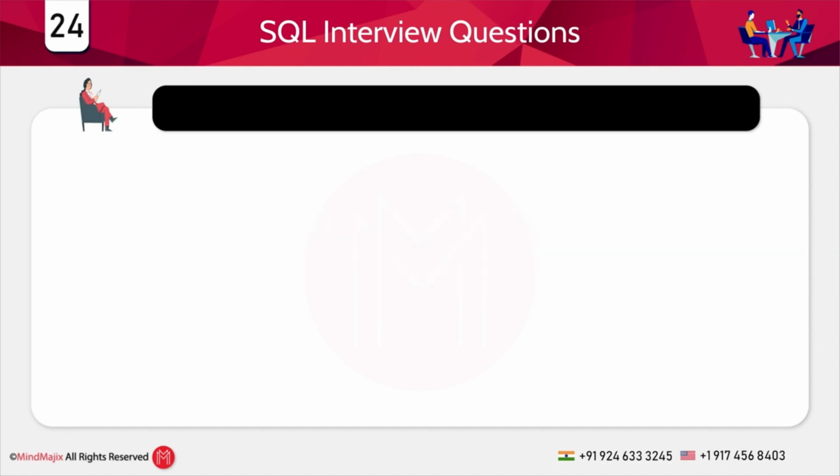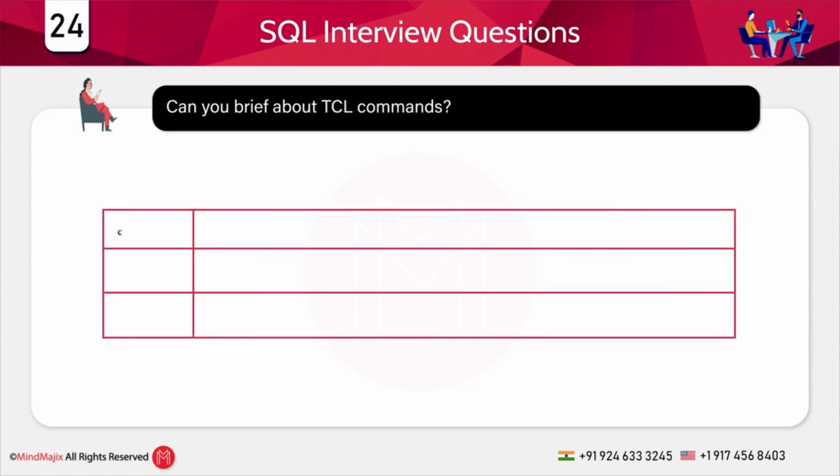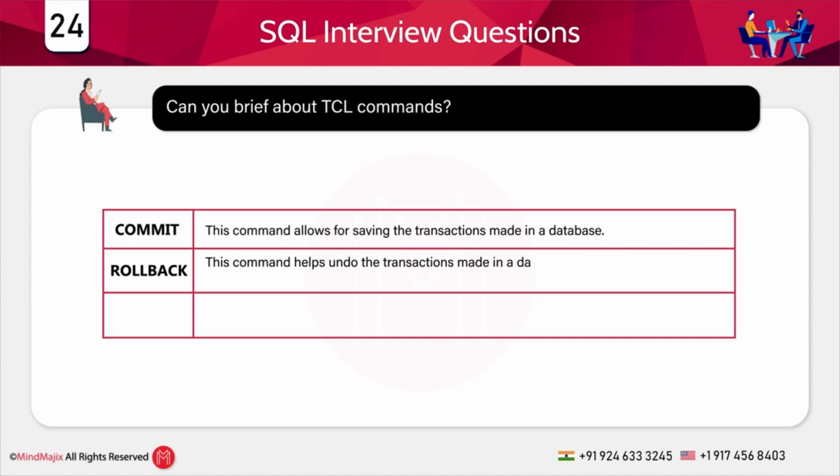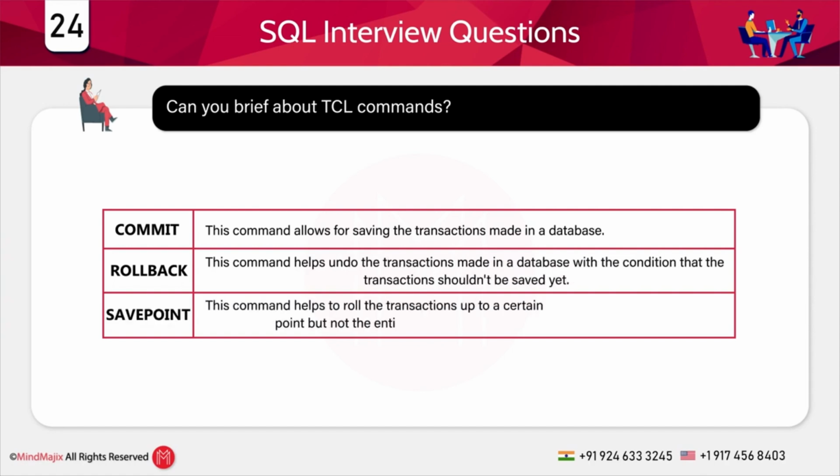The next question is related to the TCL commands. So can you brief in detail about the TCL commands? As you can see on the screen, these are the three TCL commands: commit, rollback, and save point. The commit command allows for saving the transactions that are made in the database. If you talk about the rollback, this command helps to undo the transactions which are made in the database, with the condition that the transaction shouldn't be saved.